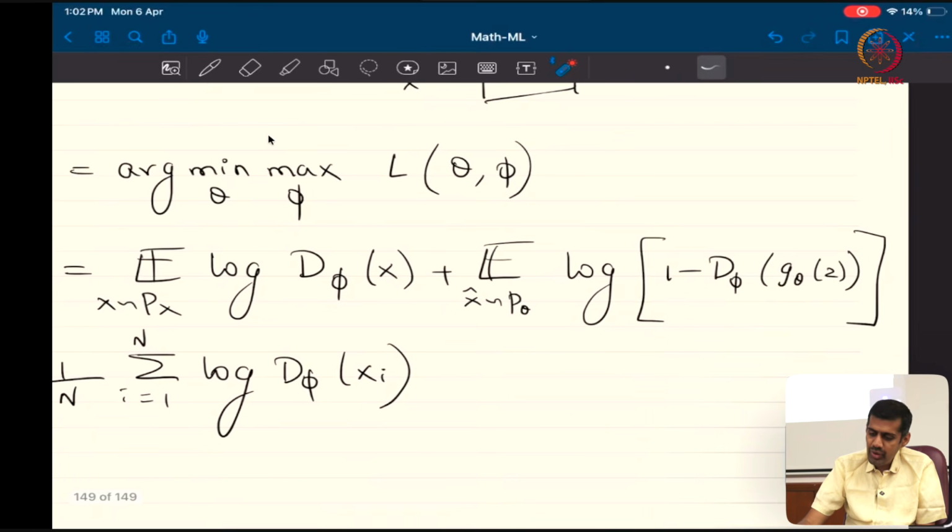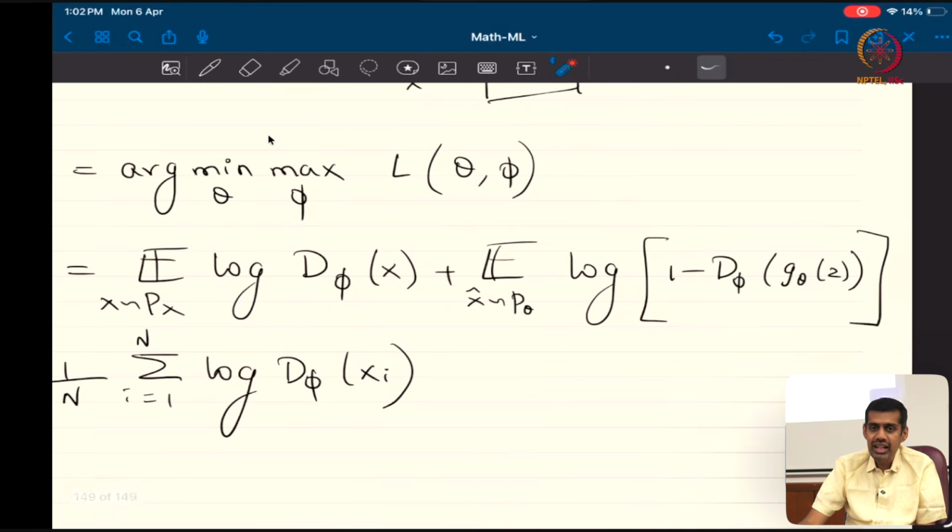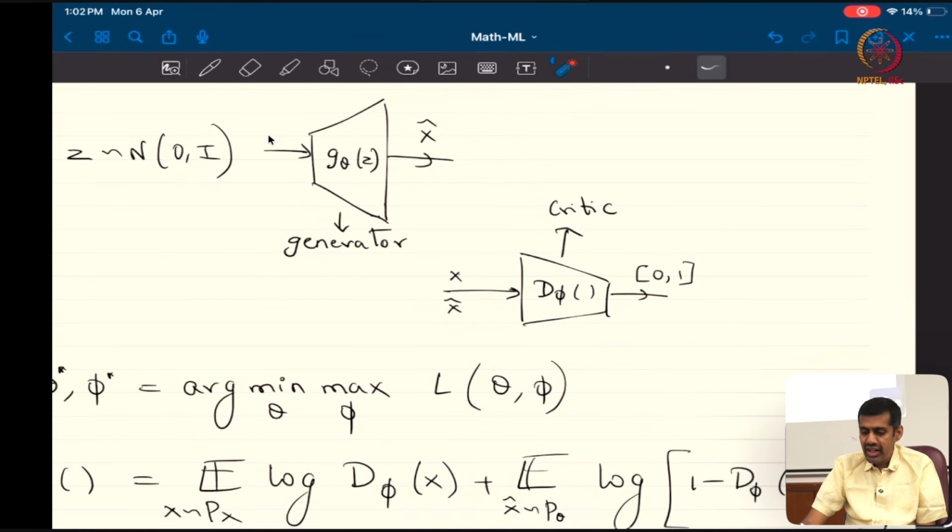And what is d phi of x cap? D phi of x cap is the probability that x cap is coming from the generated data. What is 1 minus that? It is the probability that it is not coming from it. I want to maximize that. So these two terms are saying that this discriminator now has to maximize the probability of x coming from true data and x cap not coming from true data. So this discriminator has to become a good critique, a good classifier.